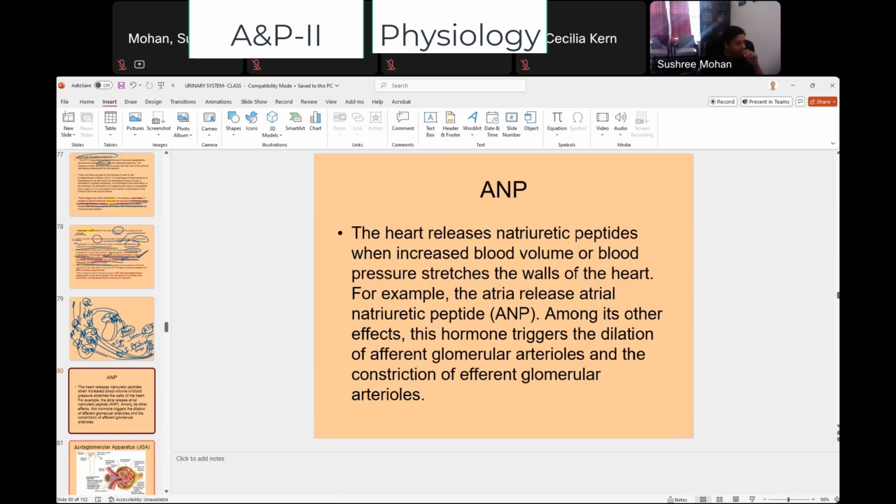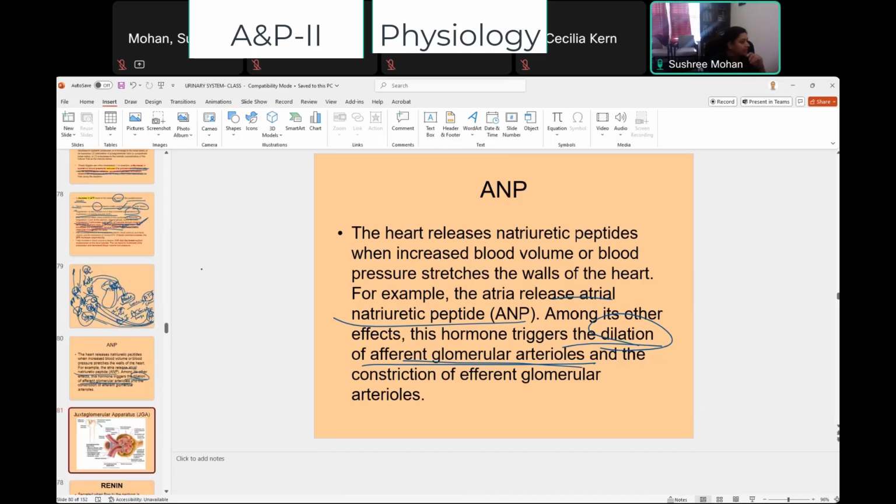Next is ANP. The heart releases natriuretic peptides, okay? Atrial natriuretic peptides, and what ANP does basically is cause dilation of the afferent glomerular arterioles. Whereas renin is doing vasoconstriction, this one does more of dilation of the afferent glomerular arterioles and the constriction of efferent glomerular arterioles. That is the work of ANP.